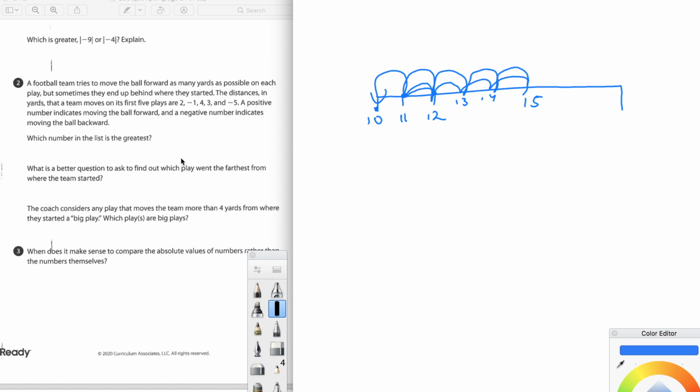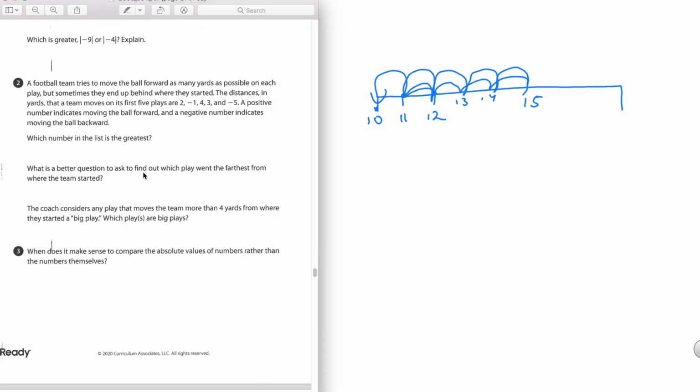Which number in the list is the greatest? The number in the list that's the greatest would be the 4 on this one. What is a better question to ask to find out which play went the farthest from where the team started? How many yards did they move after? Yeah, you don't have to answer this one. I get what they're trying to explain, but don't do this one.